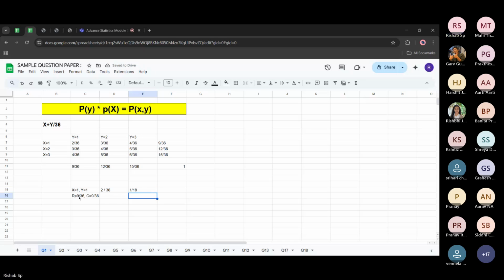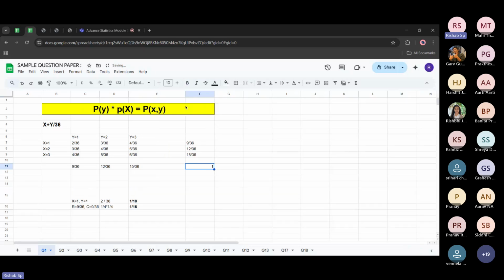Here we'll get 9 by 36 into 9 by 36, which is 1 by 4 into 1 by 4. We'll get 1 by 16. So the conclusion is that we found P of X, Y is not equal to P of Y into P of X, since these two values are different. So our conclusion is simply that this is not independent. If it is equal, it is independent. Since these are different values, it is not independent.